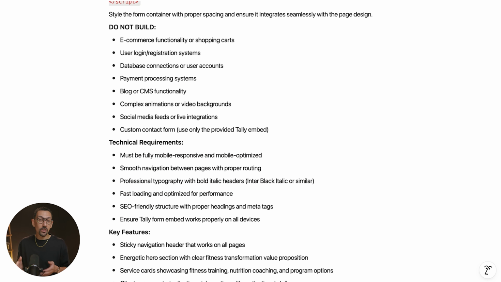Next, we want to tell the agent what not to do as well. So in this case, we don't have any e-commerce functionality. We don't want to have user logins. We don't need a database for the website and the rest of the list, as you can see here. We want to make sure the agent knows exactly what to focus on.